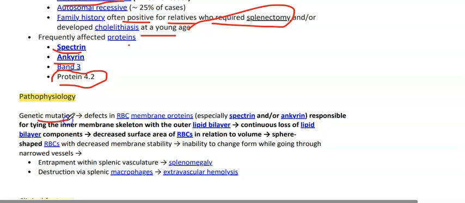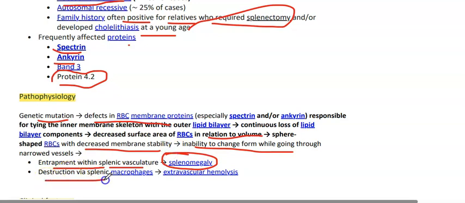Pathophysiology: genetic mutation, a gene defect in RBC membrane protein, especially spectrin and ankyrin, which are responsible for tying the inner membrane skeleton with the outer lipid bilayer. So continuous loss of lipid bilayer components decreases the surface area of the RBC in relation to volume. Sphere-shaped RBCs have decreased membrane stability and an inability to change form while going through narrowed vessels. The entrapment of RBCs occurs within the splenic vasculature, leading to splenomegaly, and destruction via splenic macrophages, leading to extravascular hemolysis.